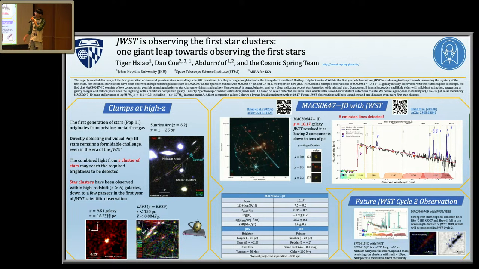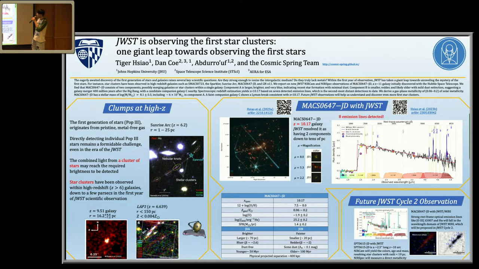In the first year of JWST scientific observation, we have observed several star clusters at high redshift, such as the Sunrise Arc, down to a few parsecs. And in our study, MAX0647-JD, which is a redshift 10.17 galaxy, in the NIRCam image data we are able to resolve it as having two components, which might be the most distant galaxy merger or individual star clusters down to a few tens of parsecs.